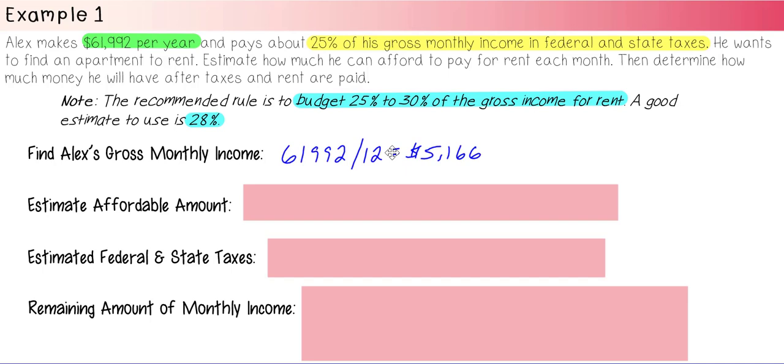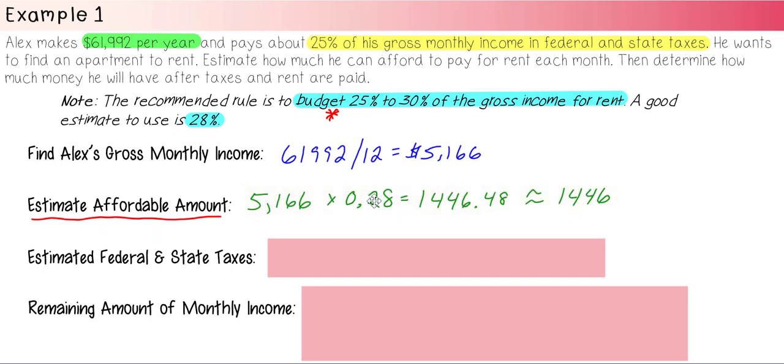Okay? So the affordability we're going to base on his gross income. So we're going to take that $5,166 and we're looking at the estimated affordable amount. That means we're looking at the 25 to 30%, and we're going to use the 28%. So we're going to take that 5,166 and multiply it times 28% in decimal form. That equals 1,446.48. So it's approximately $1,446 a month that he should be able to afford to pay.